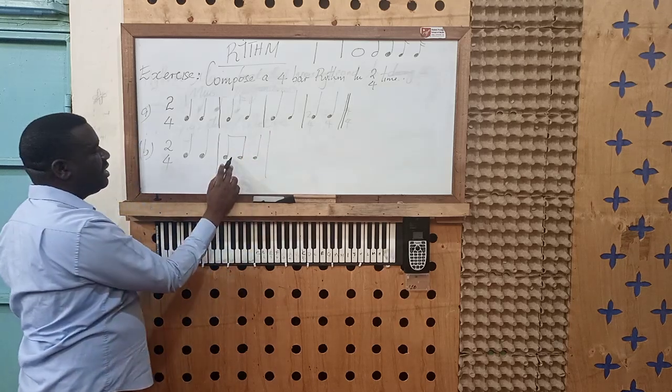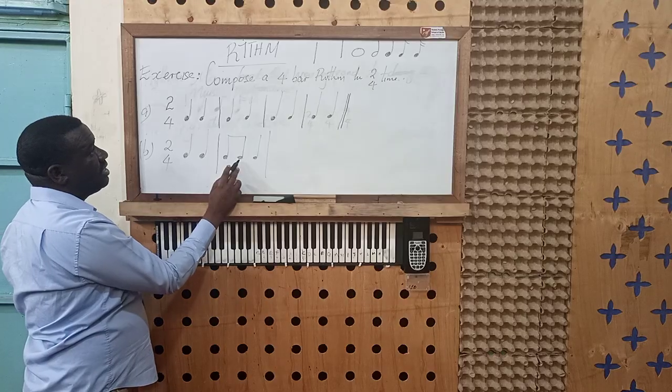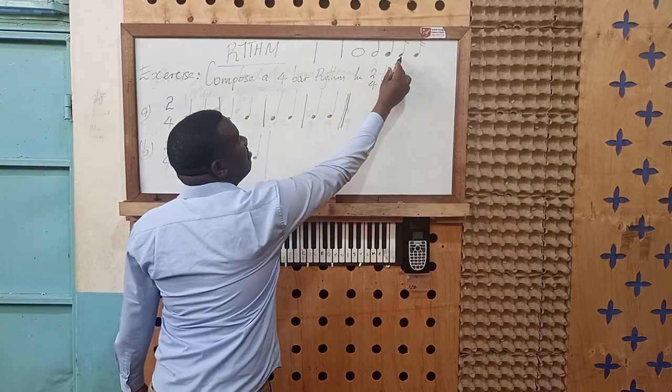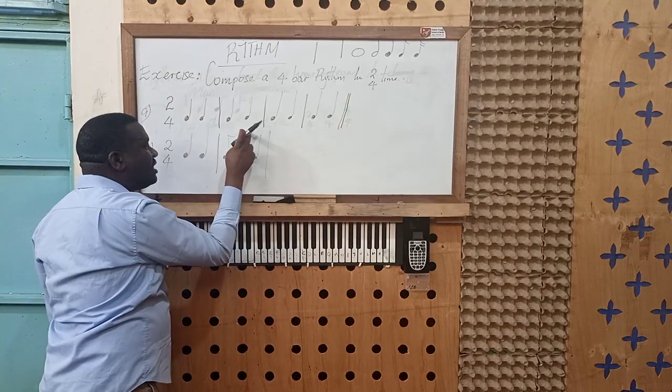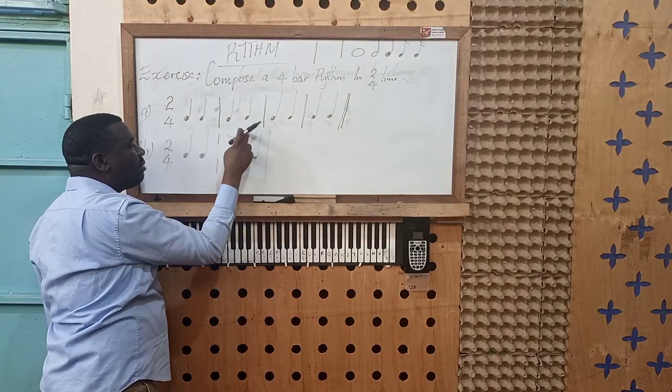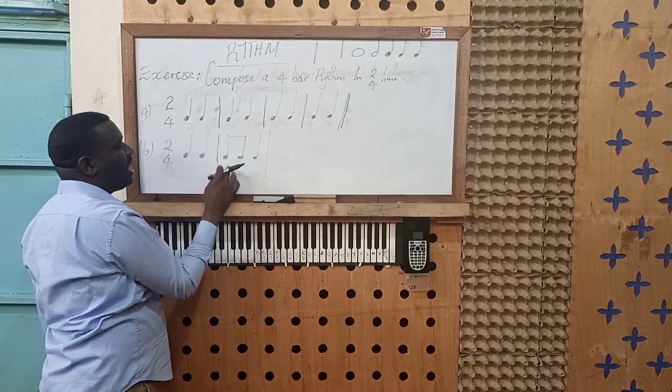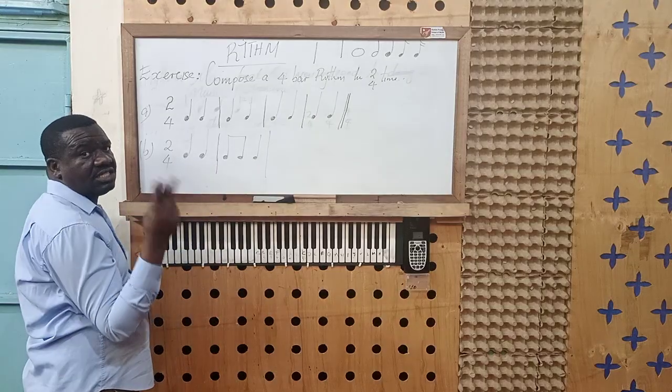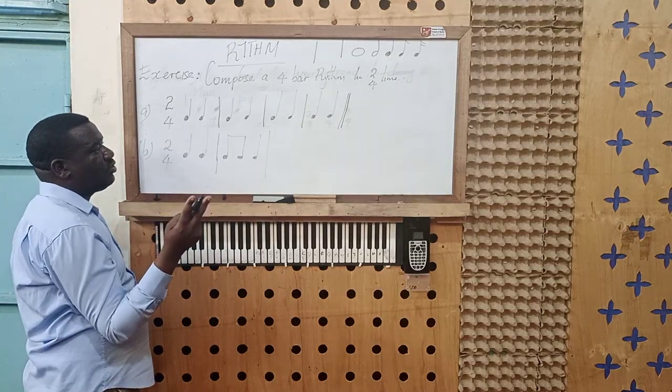What does this mean? 2 quavers. Remember, 2 quavers make 1 crochet. So this is 1 crochet plus another one. So that bar has how many crochets? There are still 2. There are still 2.